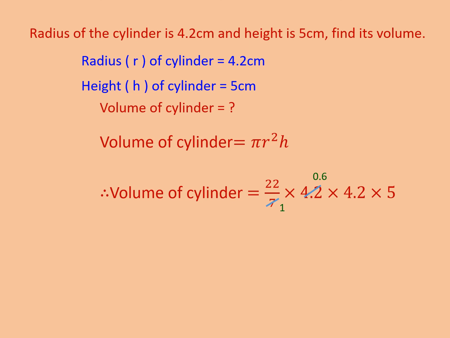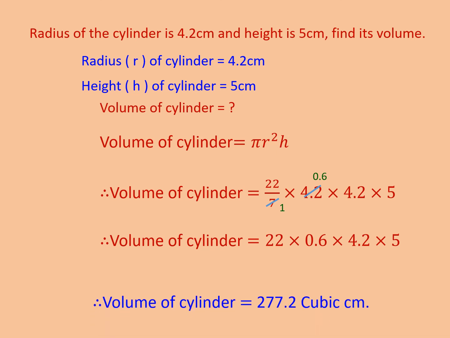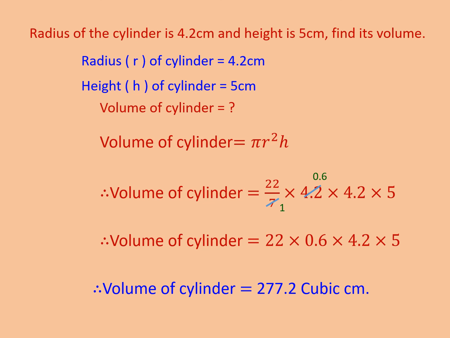If you want, you can do it by another method also. You can write 4.2 as 42 upon 10 and then do it. It's all up to you. So when we simplify further, we get 22 multiplied by 0.6 into 4.2 into 5. The volume will become 277.2 cubic centimeter. I hope by this you can calculate the volume of a cylinder when the radius and height of the cylinder are given to you. See you.